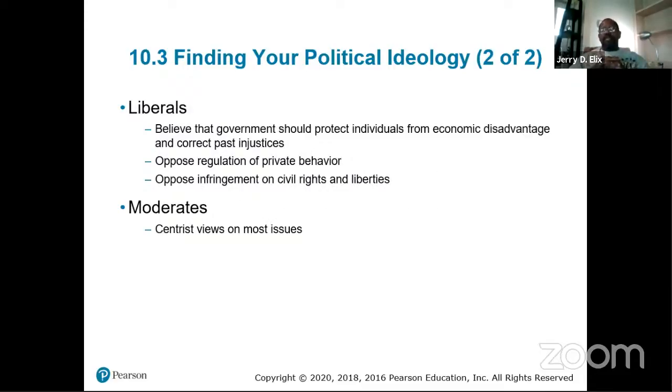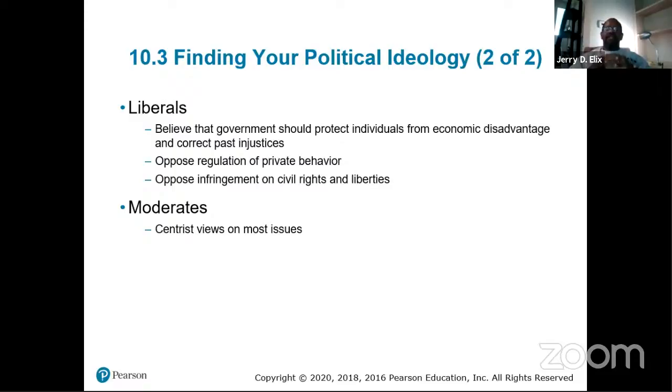Liberals believe that government should protect individuals from economic disadvantage and correct past injustices. I do believe in this somewhat, but I have a problem with protecting people from economic disadvantage just simply because people have done stupid things. There are some things that government can do economically to help not only the disadvantaged, but to help the overall economy. I believe the federal government should make sure that past injustices are settled, that we can move forward. But I don't believe that the government can solve all of that. Individuals have to solve a lot of this.